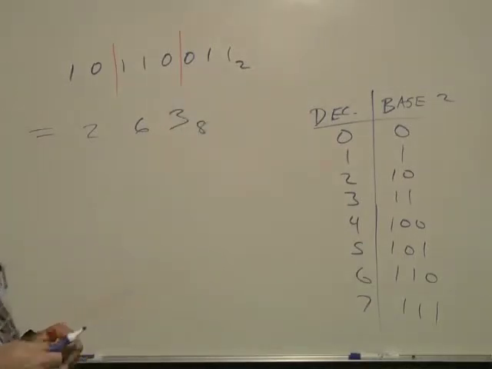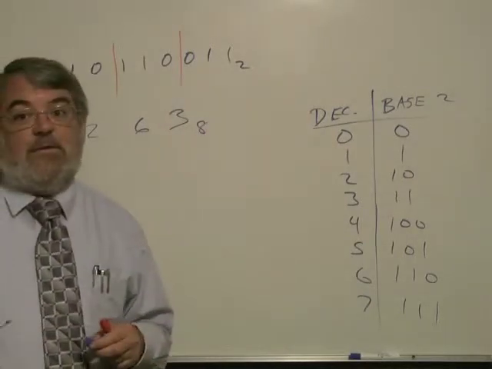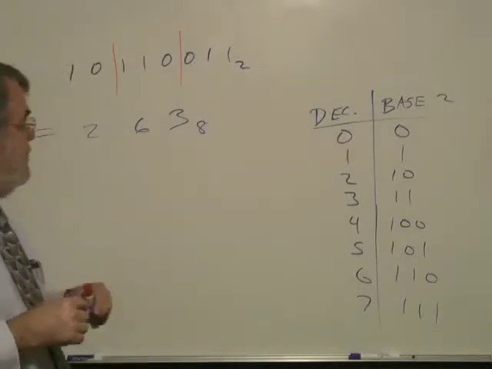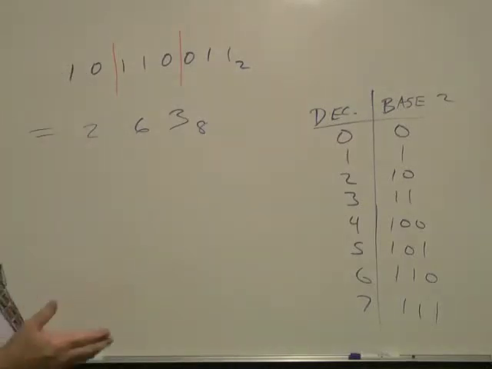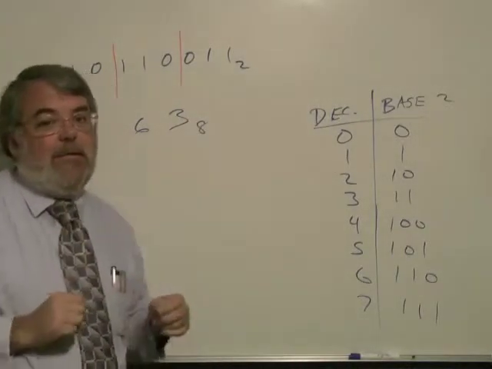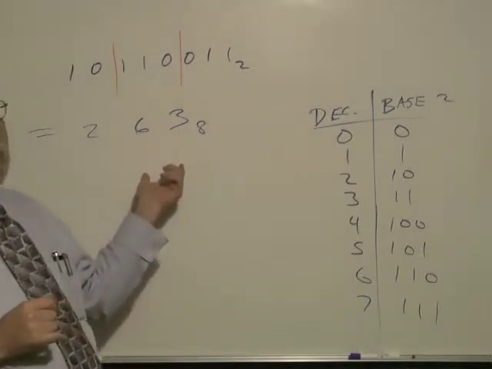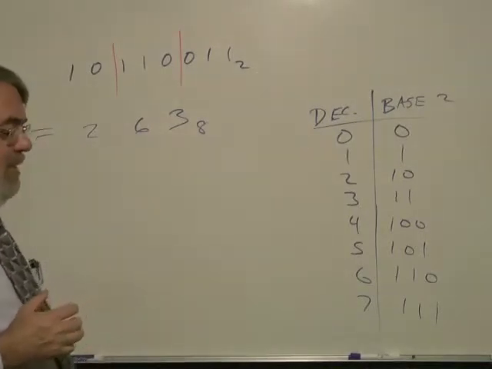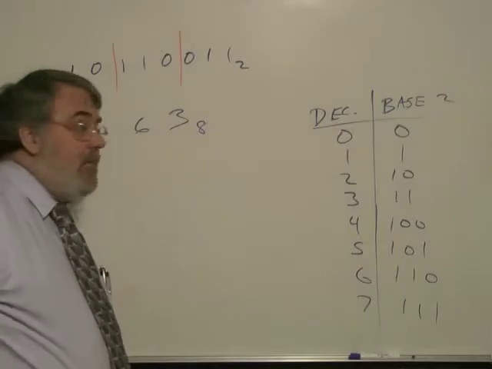So that number translates out to 263 base 8. And there it is. So a rather quick way to shrink a binary number down is to turn it into octal, an octal code. Now, what's that equal to?